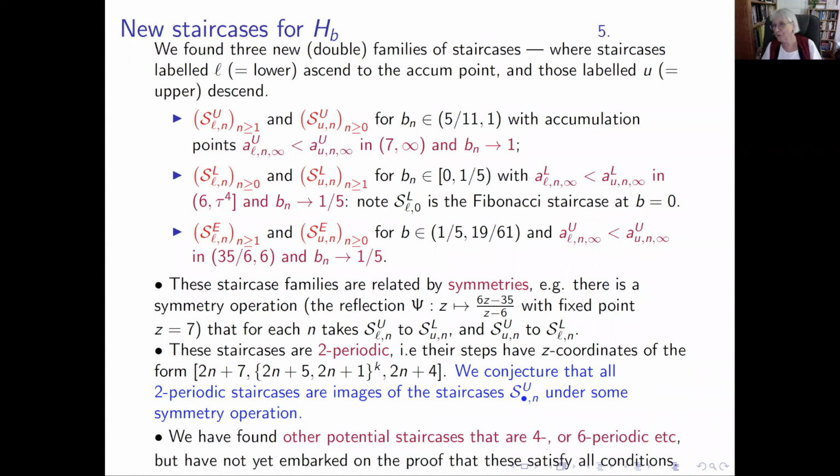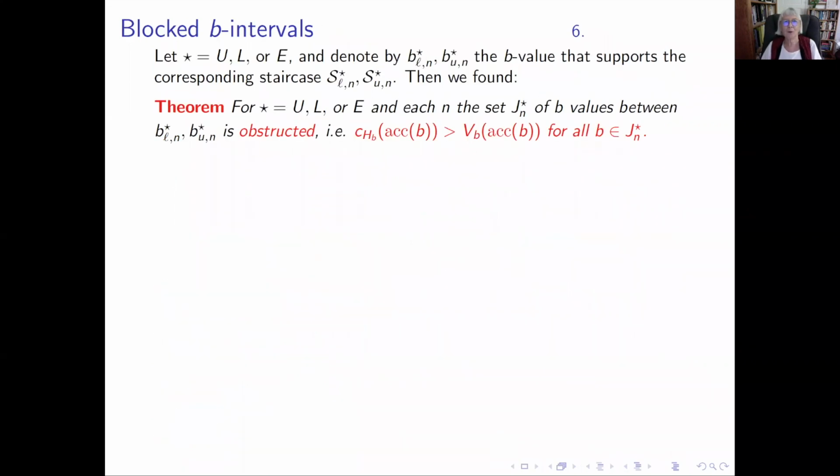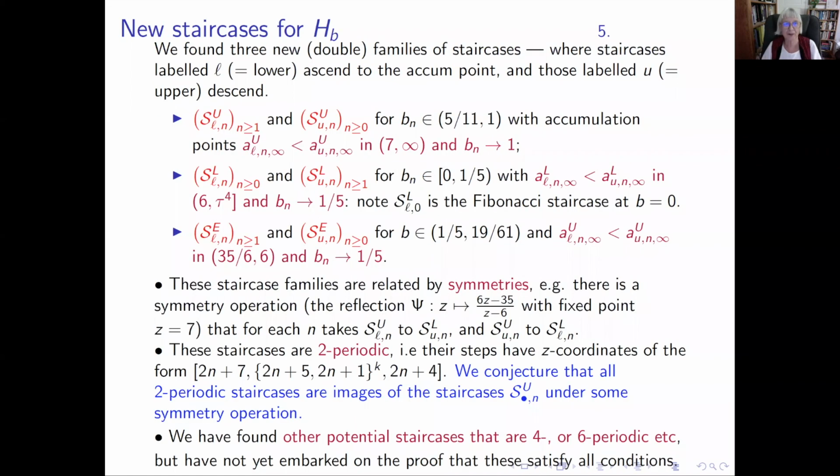We found other staircases because we work partly by computer and partly by proving things. By computer, we found plenty of other potential staircases that are 4-periodic, 6-periodic, and so on. But we haven't started proving that they actually satisfy the right conditions. So they're there, but I'm not going to say anything about them. We will publish a second paper where we will perhaps talk about them. Anyway, so that's one feature, these 3 staircases that we found.